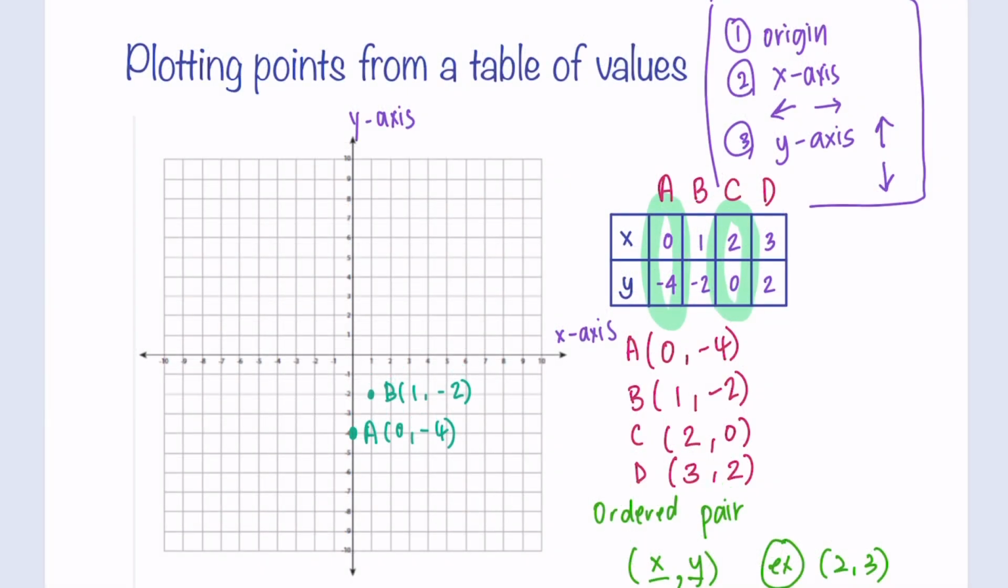For point C, we have the x-coordinate 2 and the y-coordinate 0. So starting at the origin, I need to move 2 steps along the x. Being a +2, I need to move 2 steps towards the right. Then the y-coordinate is 0. And that means that I can take only 0 steps along the y. Taking 0 steps means that I cannot move up or down, but I have to stay where I am. So here would be the point for C.